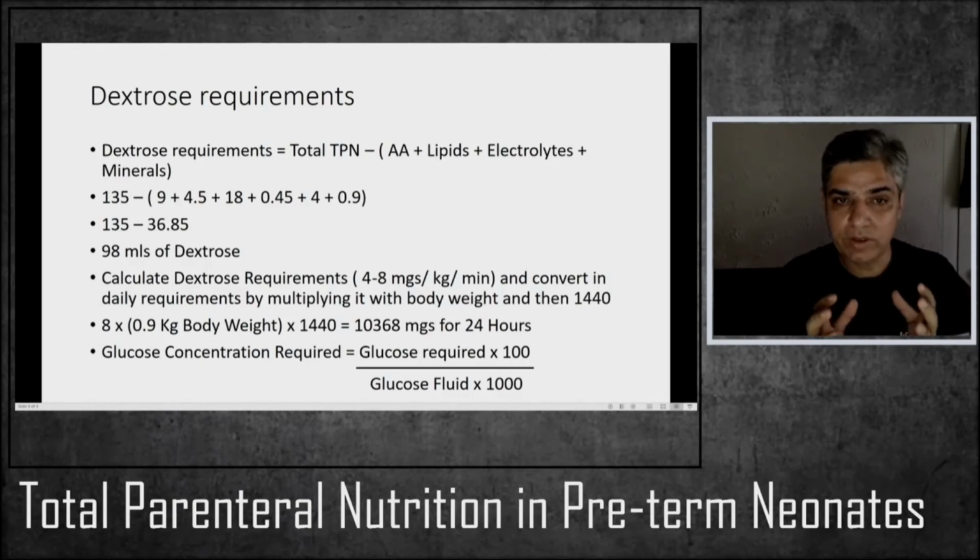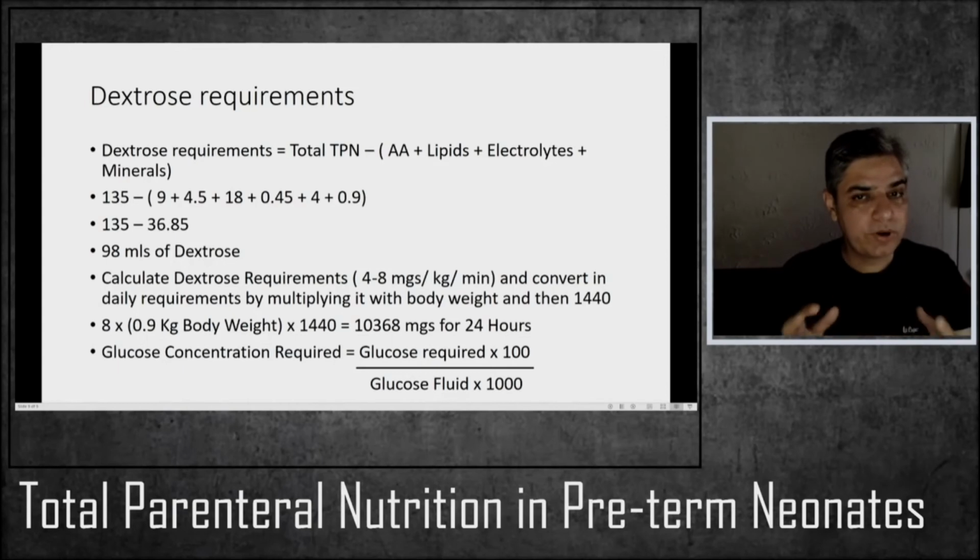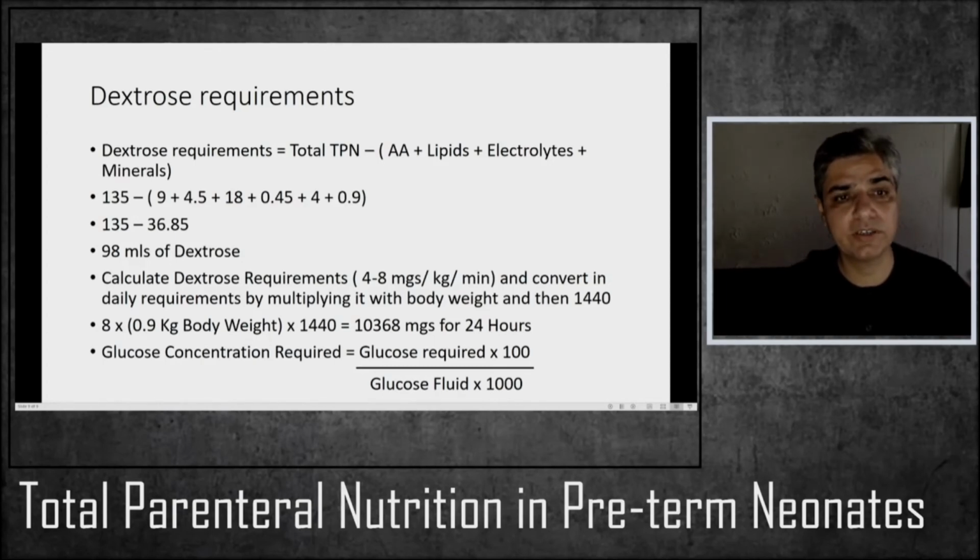So already you have calculated total TPN in the first step, which in our case was 135, and now you subtract the amount of amino acid, the amount of lipids, the amount of electrolytes, and the amount of multivitamin and minerals from it, and you will be left with the amount which you can utilize for dextrose. So 135 minus 9, so we were using 9 mils for amino acid. If we are using 20% lipids, then we need 4.5 mils of that 20% lipid solution as we calculated in the earlier step.